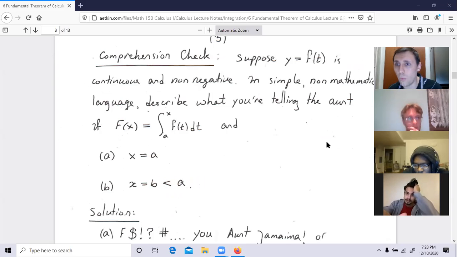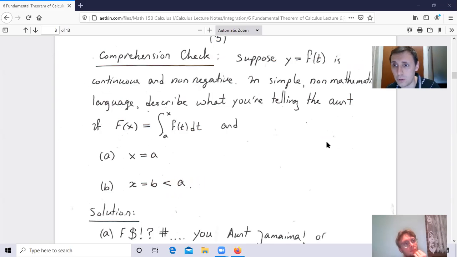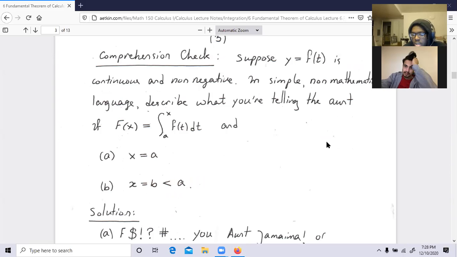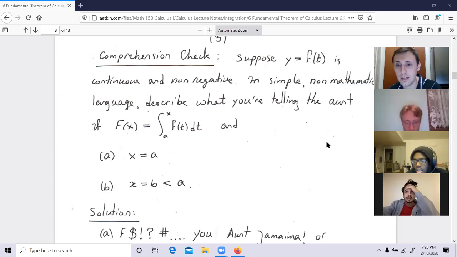Now let's understand what would happen if you say X equal to B, where B is smaller than A. What are you asking Aunt Jemima to do? And what should I do if you say X is equal to B, where B is less than A? What should I do as a responsible adult, watching you and worrying about you? If you say X equals B, and B is smaller than A, what are you asking Aunt Jemima to do?